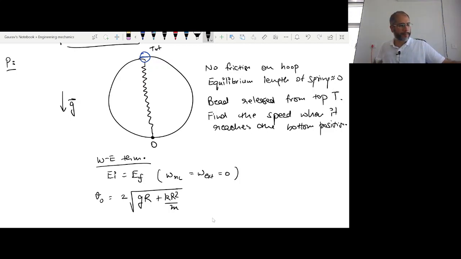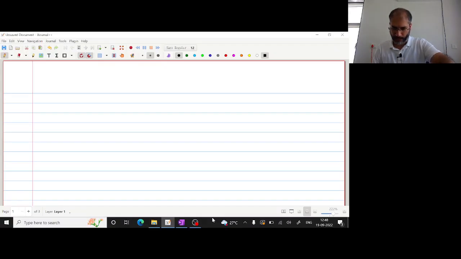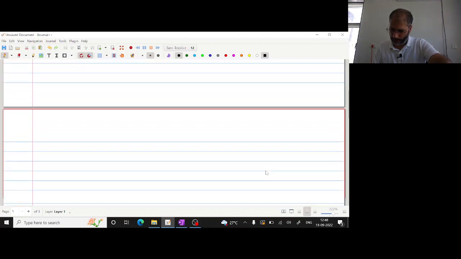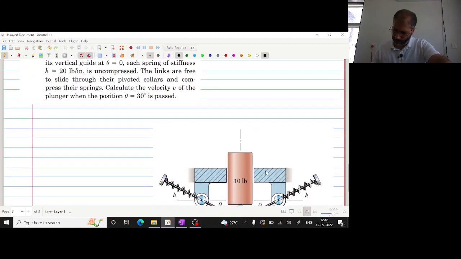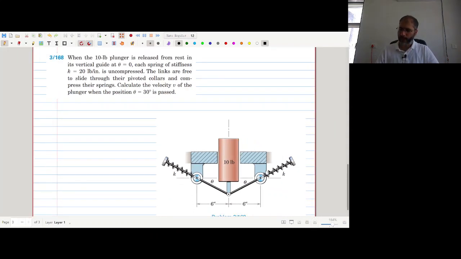All right. So we'll now solve one last problem. So for that, I need to show you the problem. So here's the problem. So we have a plunger. Now please ignore the British units here. So let's keep it more general. So this is a mass m of a plunger.